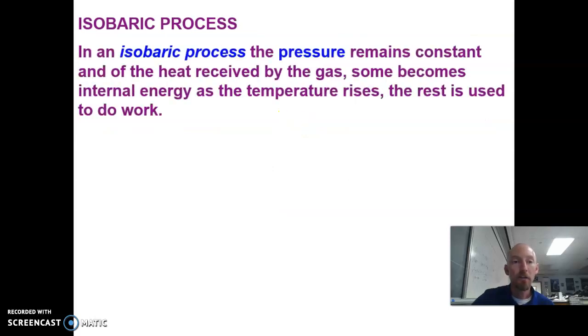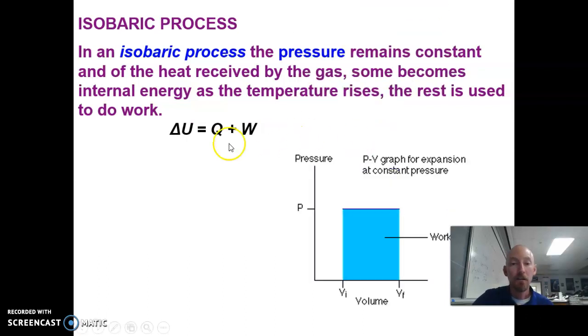Third process is called isobaric, or isobaric, depending on how you want to pronounce that. Iso meaning the same, baric meaning pressure. A lot of times when you watch the news, you'll hear the weather guy talking about barometric pressure. He's talking about pressure. So this is where pressure stays constant, and on the graph you have those horizontal lines, because pressure is on your y-axis. So you'll have these lines going left and right.